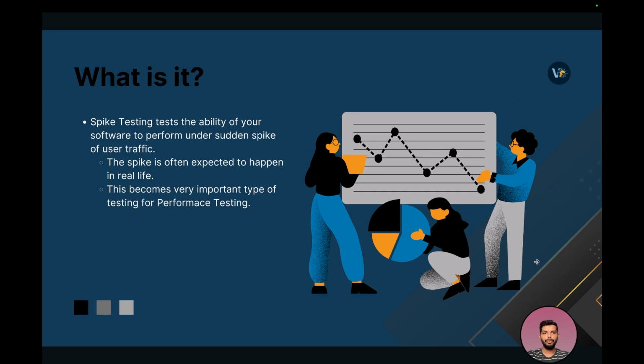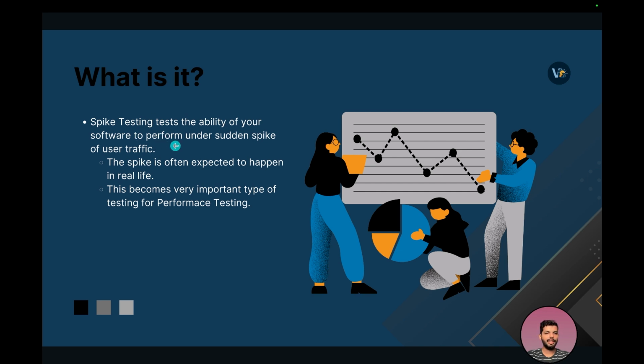So before we move into the actual practical demonstration of how we can perform spike testing using JMeter, I would like to bring you the definition of what spike testing means. So what is it basically? Spike testing tests the ability of your software to perform under a sudden spike of user traffic. As the name suggests, the definition is very clear.